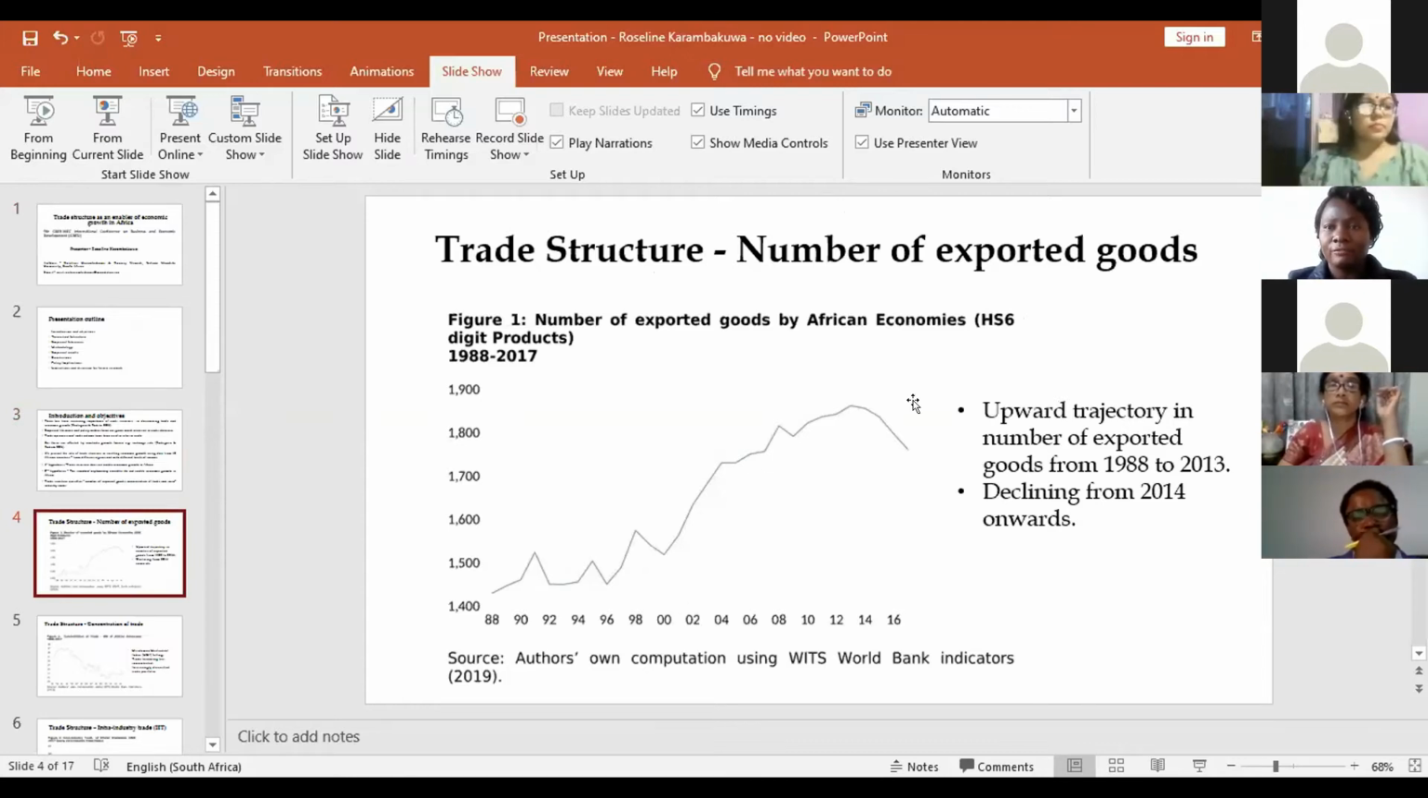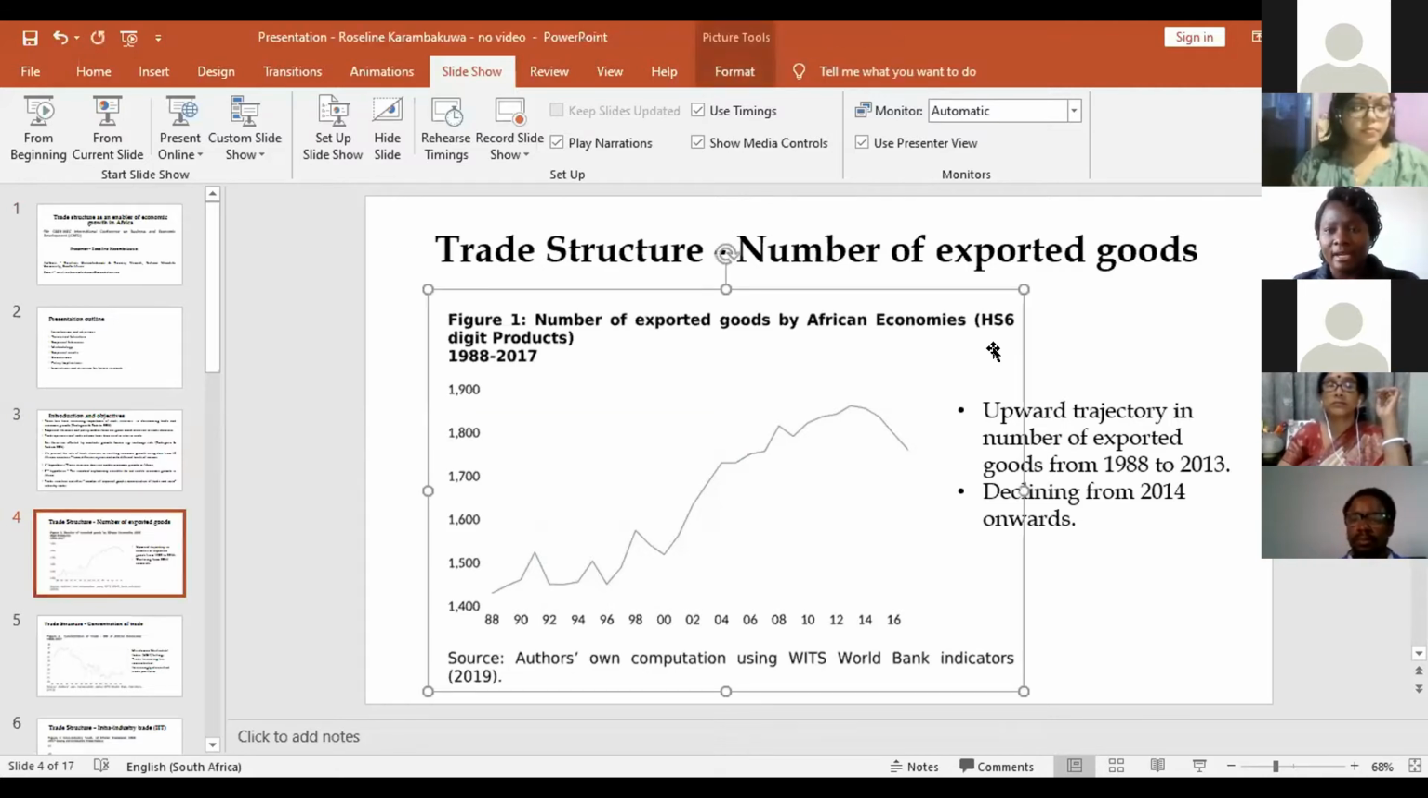So I'll start by looking at the first variable, which is the number of exported goods. This is shown on Fig 1. And basically, as shown on this diagram, there was an upward trajectory in the number of exported goods from 1988 right up to about 2000 to 2014. Then from there onwards, the number of exported goods started declining.